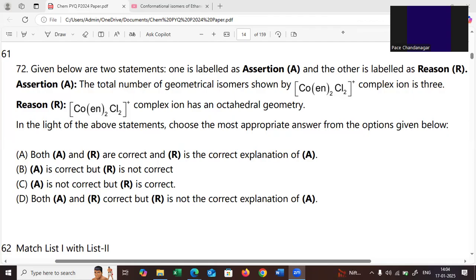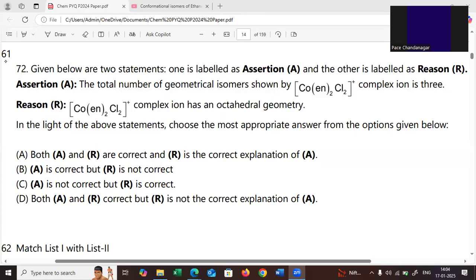Let's discuss the questions going on in our marathon sessions for chemistry. Let's continue the 2024 JEE question papers, question number 161, the 61st question. Now, the continuation we are going to do. Given below are two statements, one labeled as assertion and the other as reason.